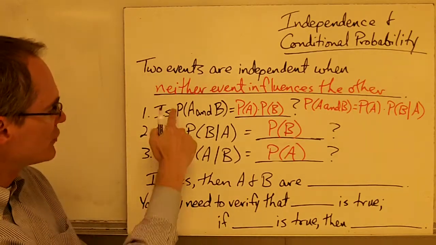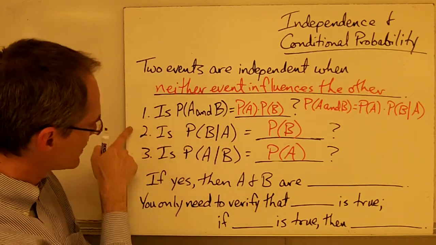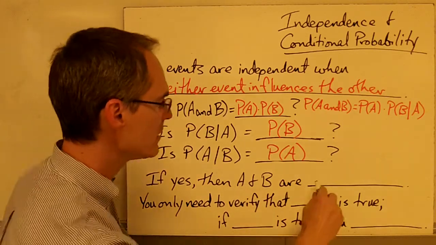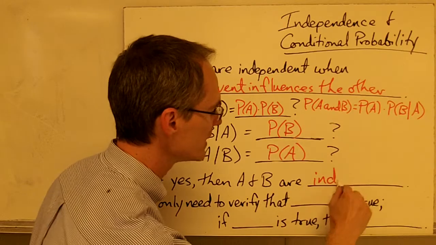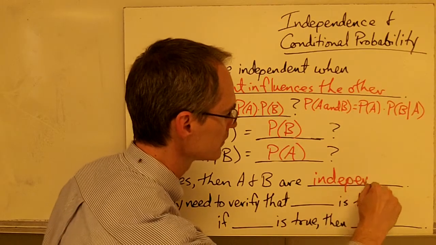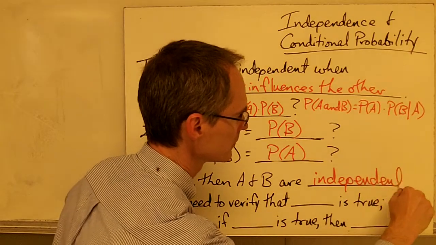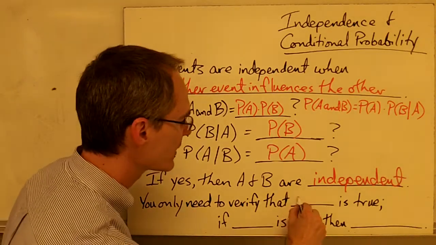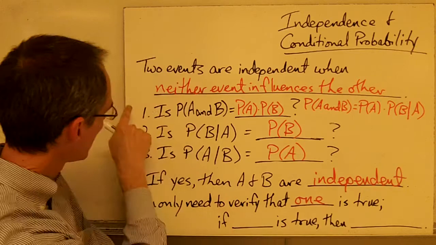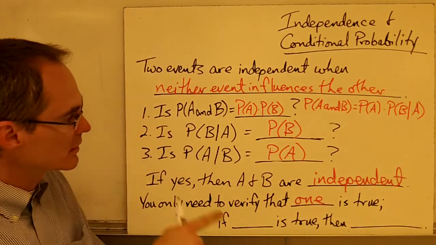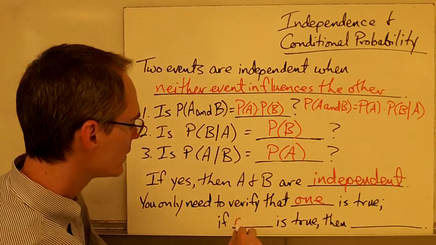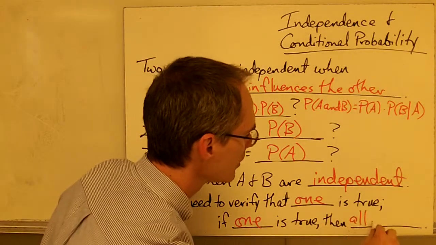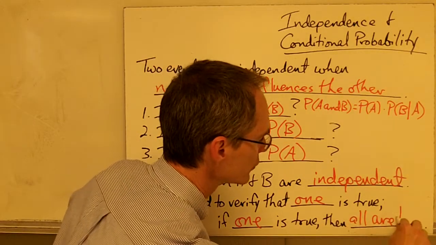Now, if you can answer yes to any one of these three questions, then event A and event B are going to be independent. And notice that you only need to verify that one of these three statements is true. If one of these statements is true, then all are true.